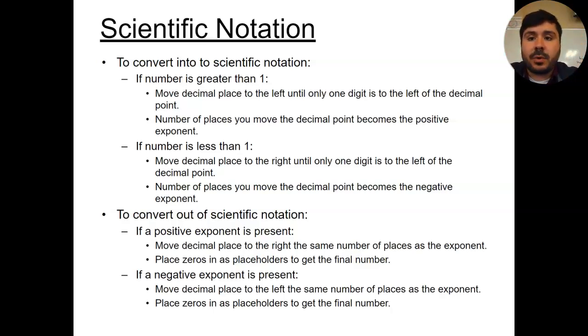So starting out, to convert into scientific notation, if a number is greater than 1, you move the decimal place to the left until only one digit is to the left of the decimal point. The number of places you move that decimal point becomes the positive exponent. Now, on the other hand, if the number is less than 1, we have to move the decimal place to the right until only one digit is to the left of the decimal point. And now, instead of a positive exponent, the number of decimal places you move is going to end up being your negative exponent. So a little bit of a difference there.